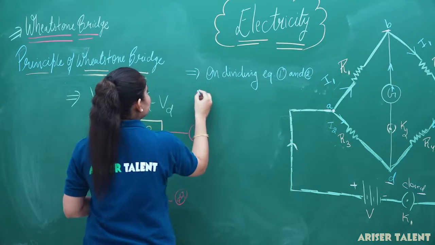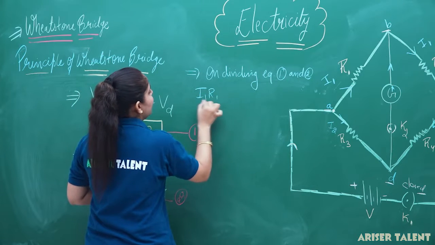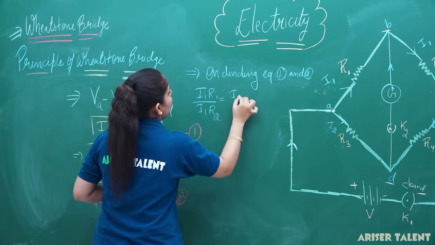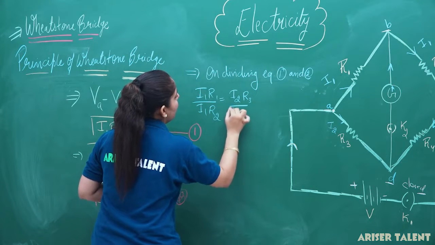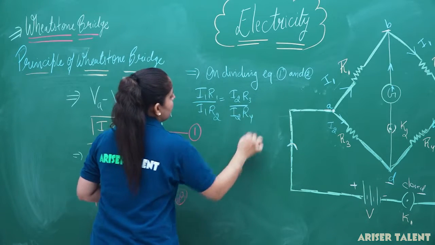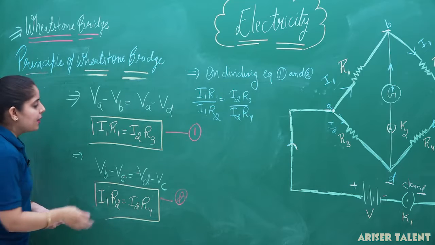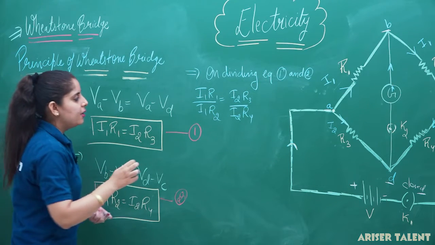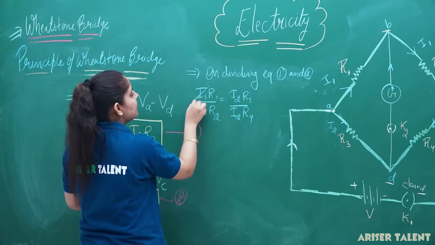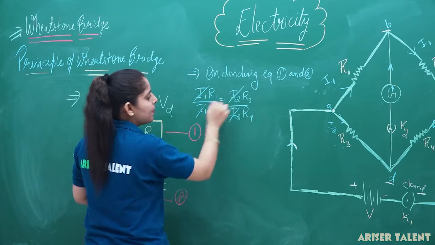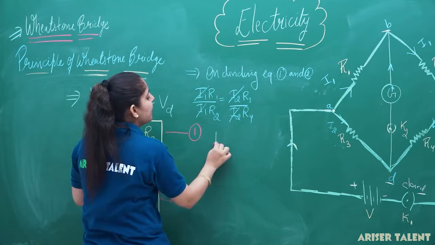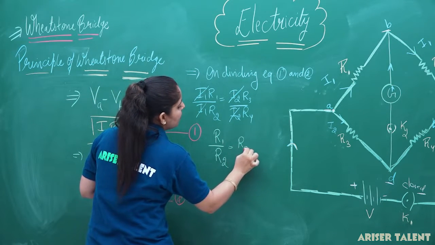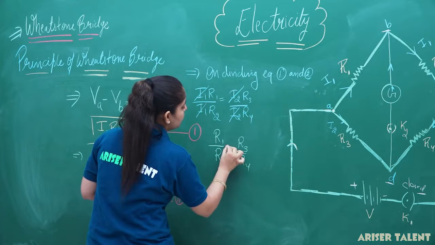These are the two equations here. I1 R1 upon I1 R2 is equal to I2 R3 upon I2 R4. These are the two equations we are dividing. Divide left hand side by left hand side and right hand side by right hand side. What you will get here, I1 cancelled by I1, I2 cancelled by I2. And I am getting here R1 upon R2 equal to R3 upon R4.